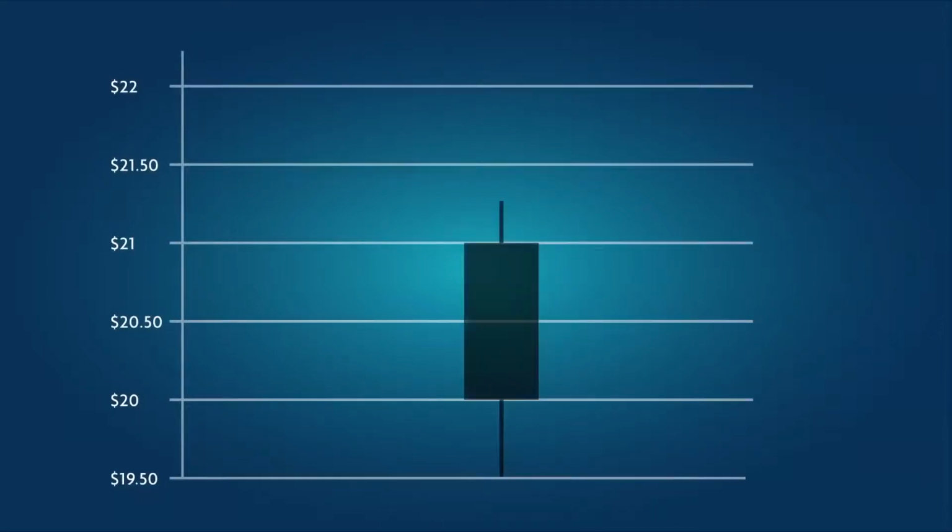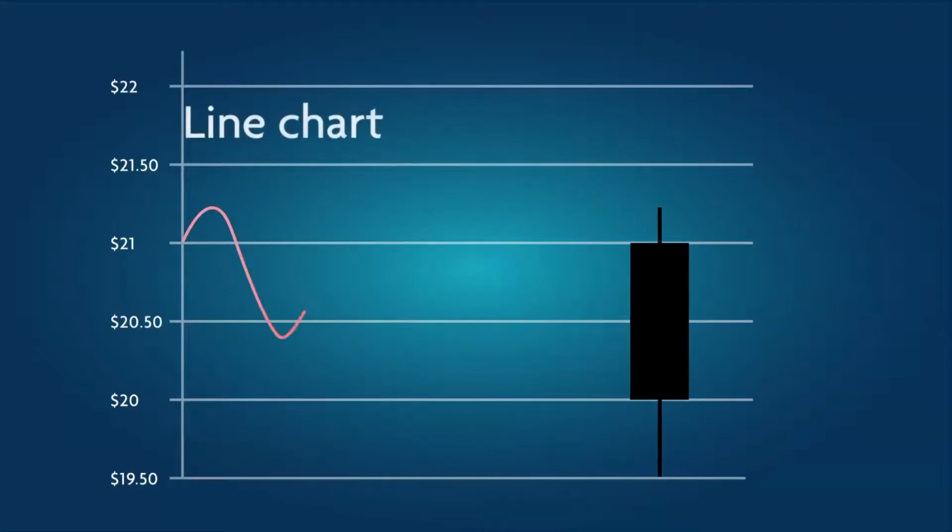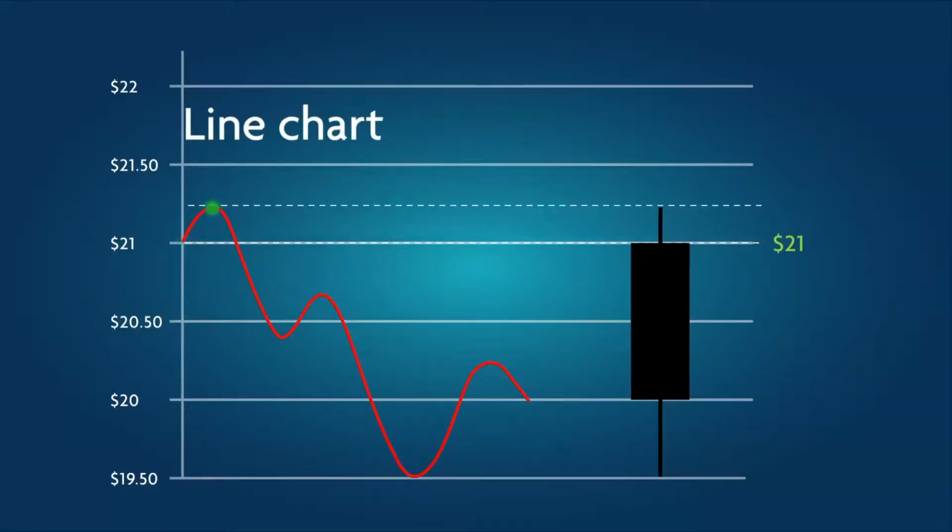Here's another Japanese candlestick. Let's assume that this candlestick also represents one day of trading. Notice that the body is filled with black this time. Looking at the line chart to the left of the candle, we can immediately see a graphic representation of stock prices trending downward over a day of trading. The stock opens the day at $21, peaks with the day's high of $21.20, drops to the day's low of $19.50, and closes the day of trade at $20.